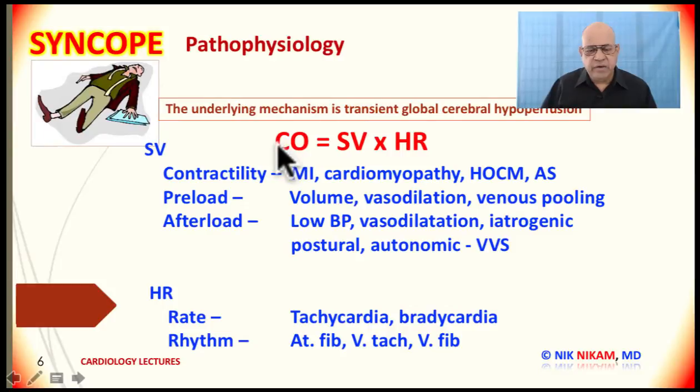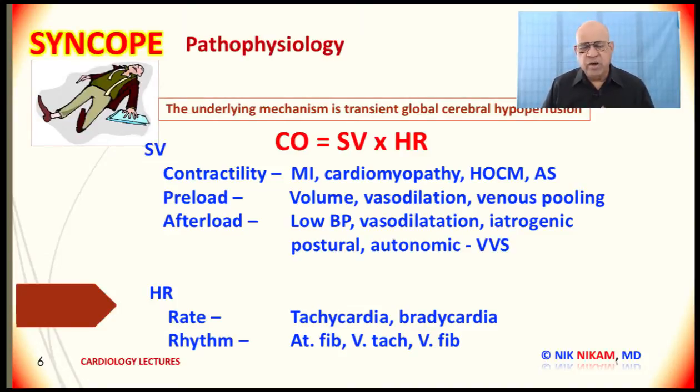Let's get down to some hemodynamic or physiology of what causes syncope. Earlier, I said in syncope, the underlying mechanism is transient global cerebral hypoperfusion. That means there is transient reduction in the blood supply to the brain tissue. This could be related to a reduced cardiac output, which goes back to the heart.